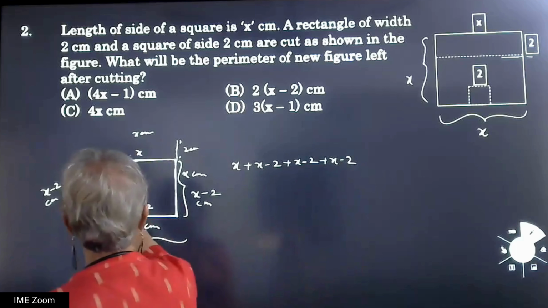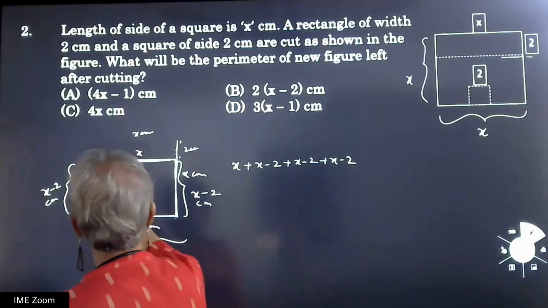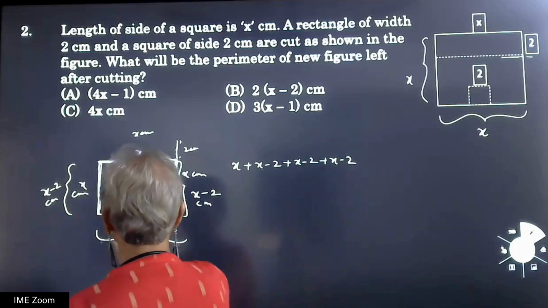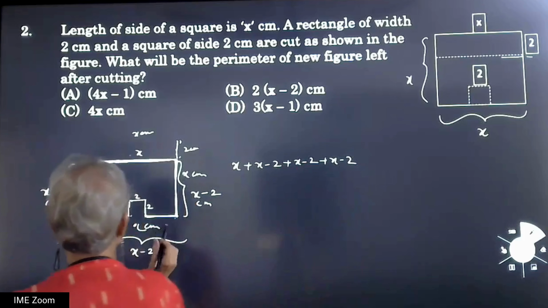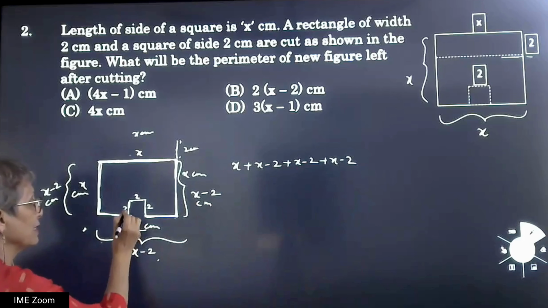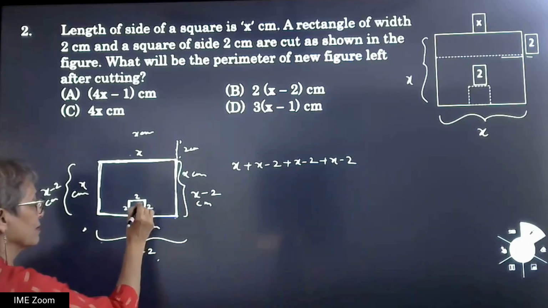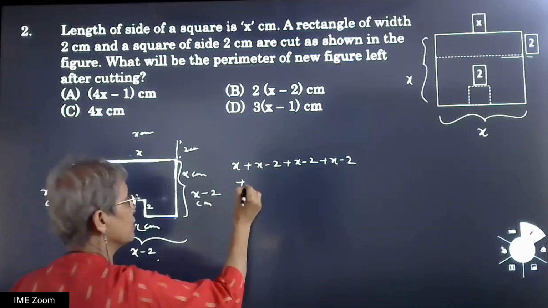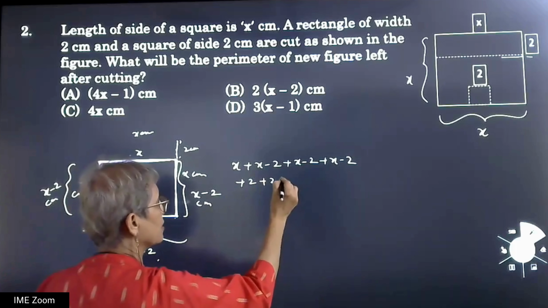Okay, so what I have done? x, x minus 2, x minus 2, and this x minus 2. This part and this part together, these two together is x minus 2. But we have to consider these 3 also, and therefore it is plus 2, plus 2, plus 2.